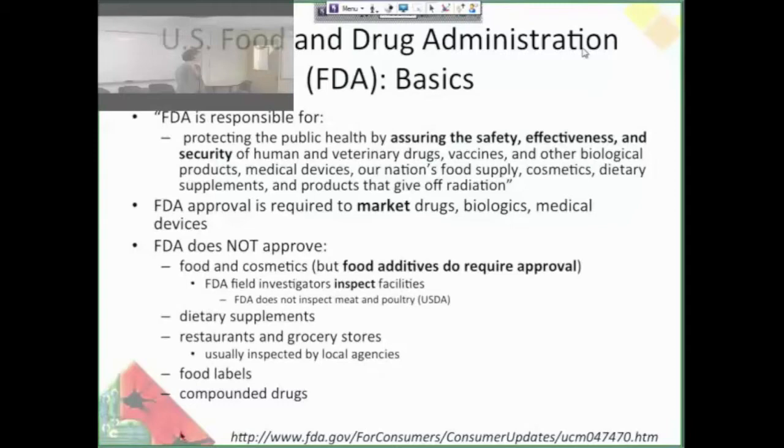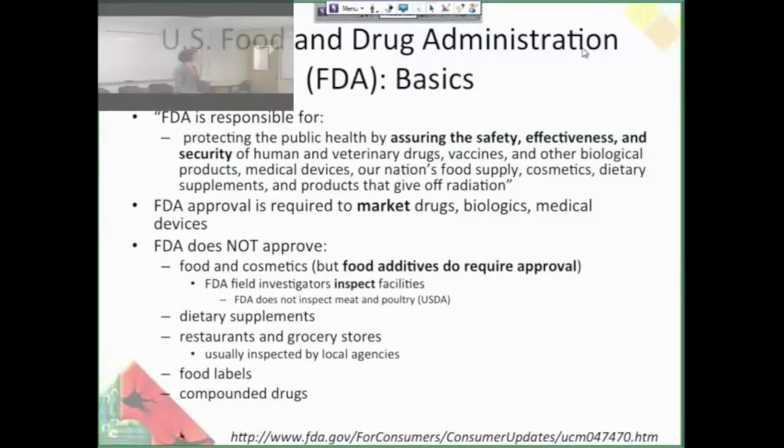The FDA does not have anything to do with restaurants or grocery stores, which I think is interesting, because I always heard a rumor that the creamery at Penn State is not FDA approved. Like, the ice cream is so bad for you, it's not FDA approved. But no ice cream is FDA approved.